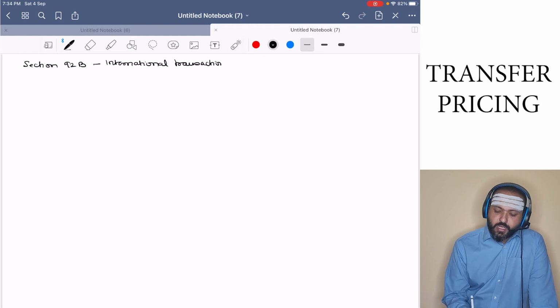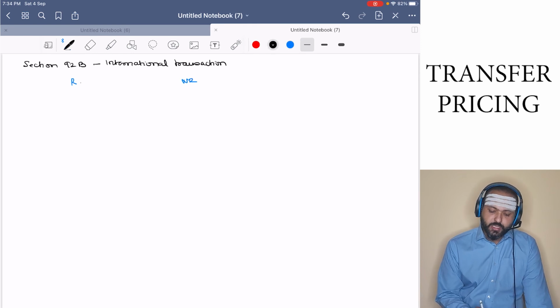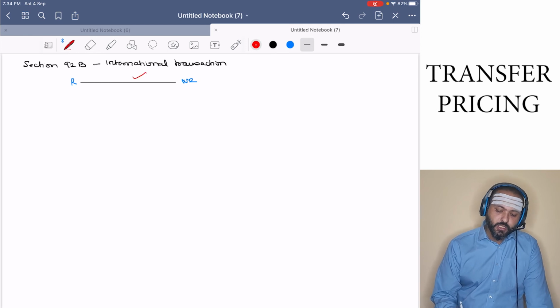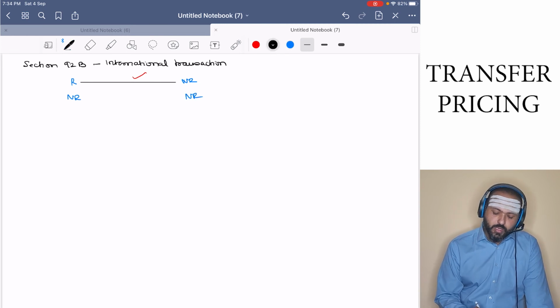So for an international transaction, what should be there? One resident and one non-resident. If there is a transaction, this is going to be an international transaction. Now, one non-resident and another non-resident. Okay, can there be a transaction like this?